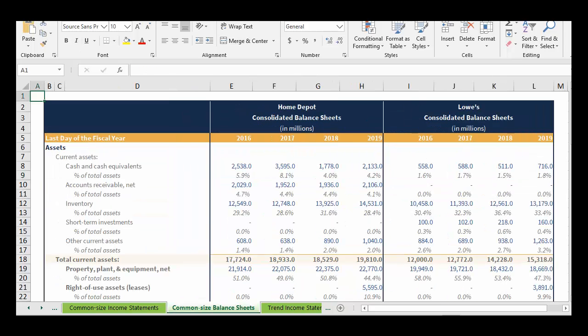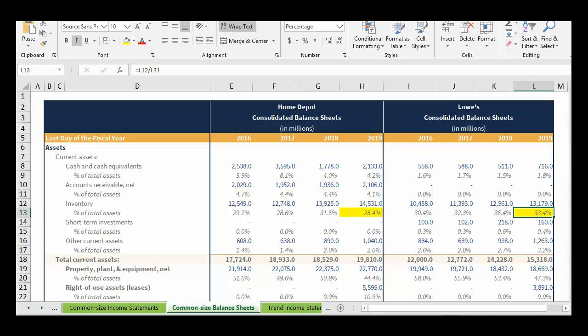Now, let me show you the common size balance sheet for these companies. I use common size income statements a lot because it's a good way to see how a company is doing in terms of managing its costs. But we can also look at the common size balance sheet, which is everything expressed as a percentage of total assets. For example, in 2019, 28.4% of Home Depot's total assets were inventory. For Lowe's, it was a higher percentage, 33%, so 5 percentage points higher.